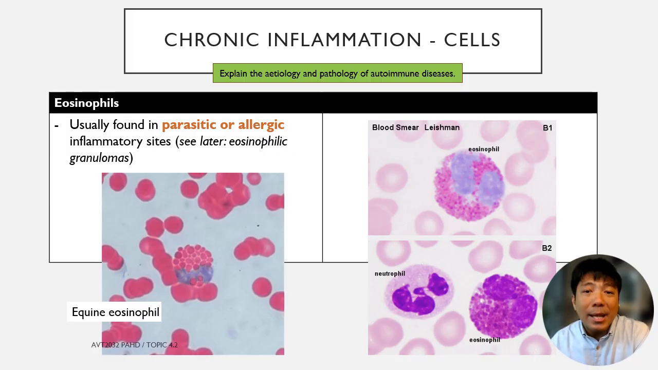Let's take a look at another cell, eosinophils. These are key players in allergic reactions and parasitic infections. These cells are often found in inflammatory sites where parasites or allergens are present. Eosinophils release toxic granules that can attack pathogens, but also contribute to tissue damage in chronic allergic conditions, such as asthma.